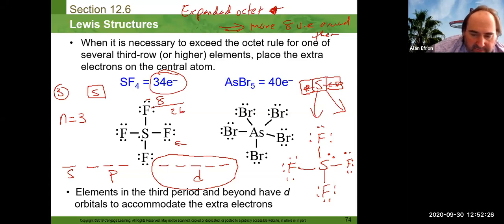Same approach if you followed here. Again, we just put those extra electrons on that center atom because it has the ability to do so because they possess d orbitals and they have places to put all those electrons.